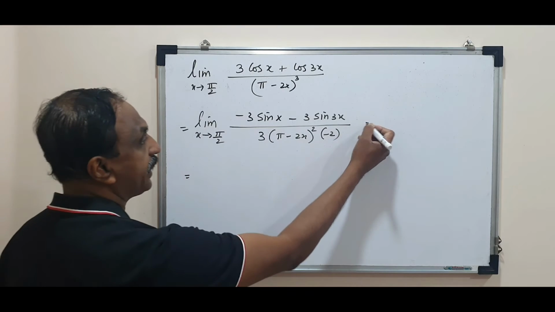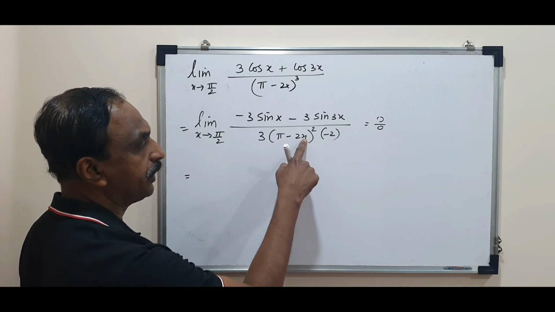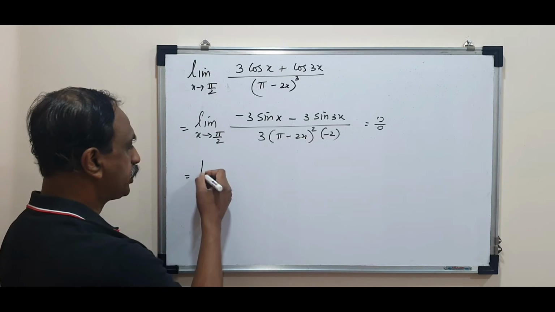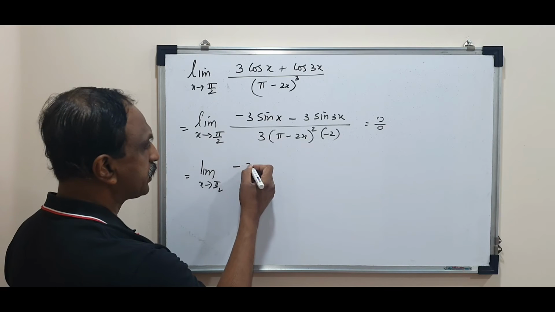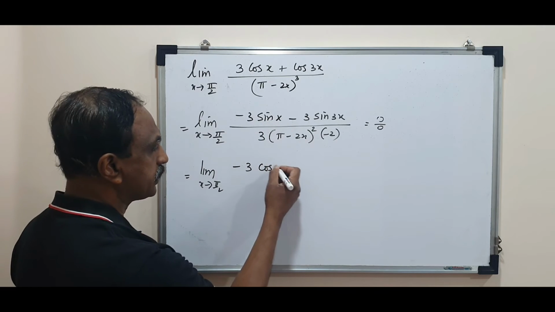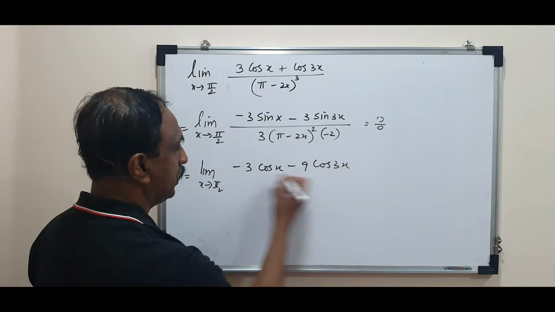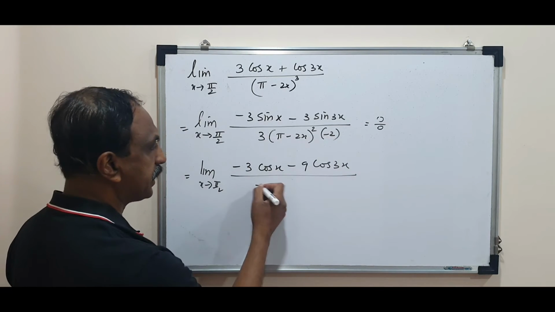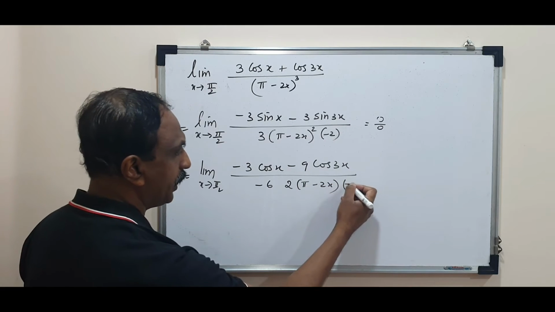So again you will be getting 0 by 0 if I directly substitute, because you can see if I replace x by pi by 2, this becomes 0. So once more I will find the derivative. So that became minus 3 into the derivative of sin, cos x. This 3 into 3, 9 cos 3x divided by minus 6 into 2 times pi minus 2x into minus 2.